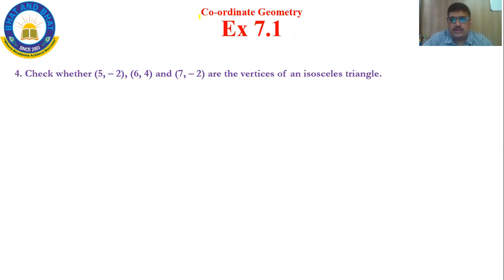First we have to understand the logic for an isosceles triangle. What is an isosceles triangle? A triangle in which the lengths of two sides are equal to each other. So if two sides are equal, what should I do? I should find out AB, then BC, CA, then compare which two sides are equal.